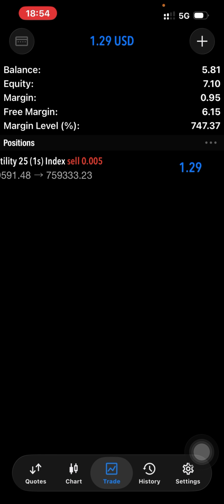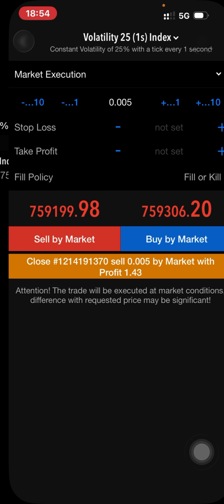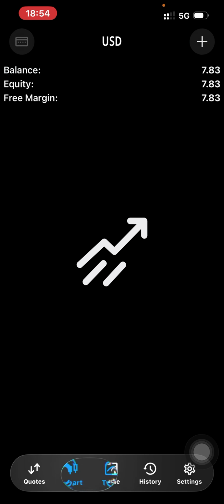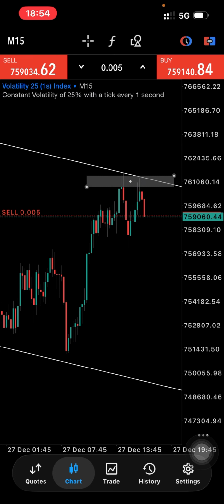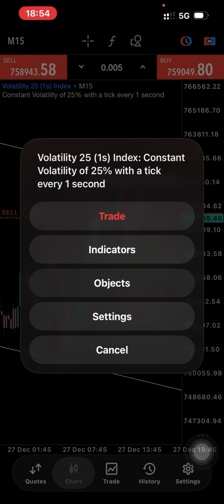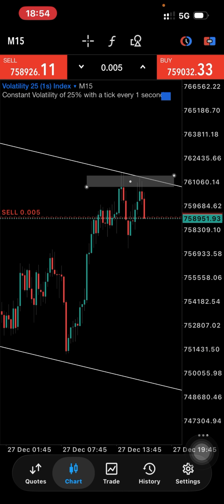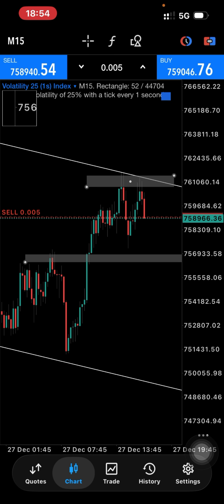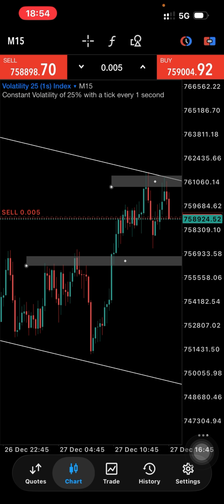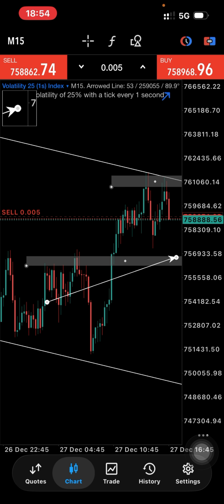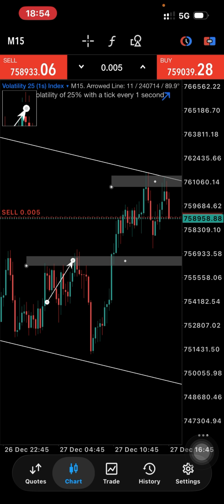So right here, I'm just going to close, and after closing, I'm going to enter the market again, further pushing to the downside. If the market can come to this level here, I'll be gladly happy, because it's going to have some difficulties breaking this zone here, because this is a strong level of resistance.